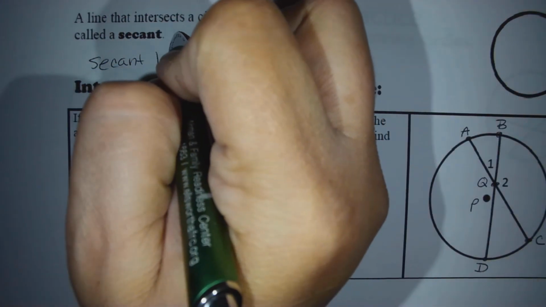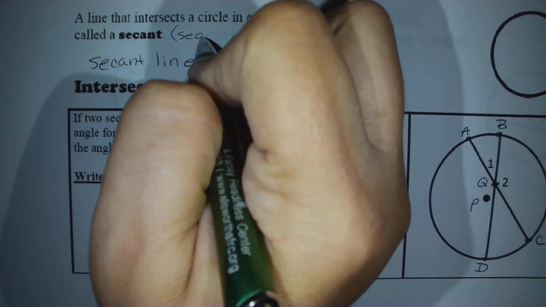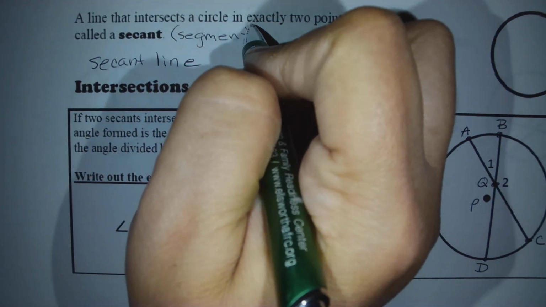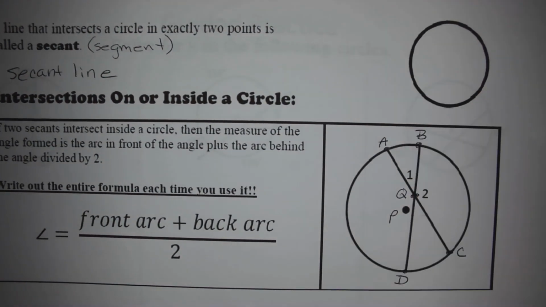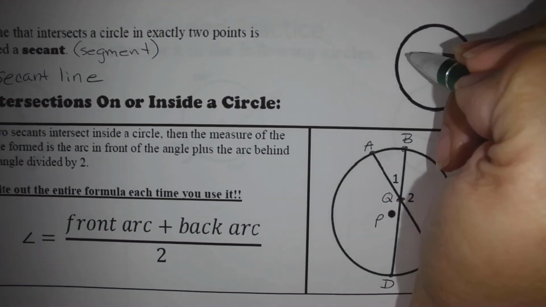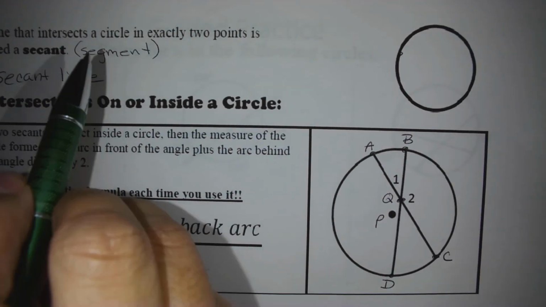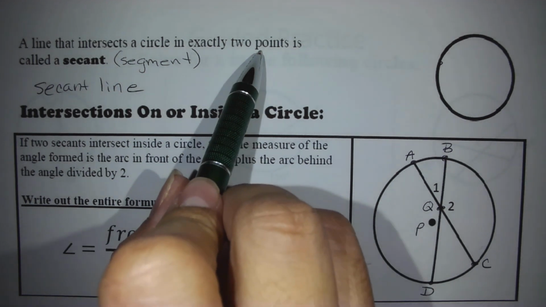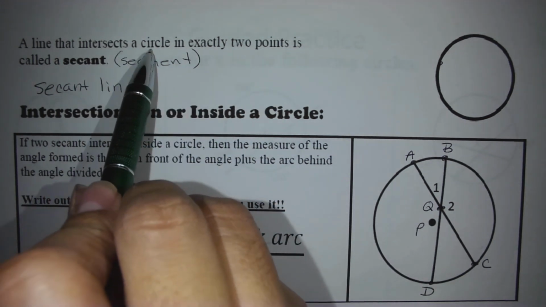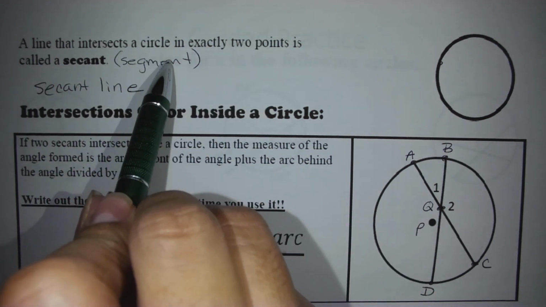This is a line. This would be a segment. So we're getting really specific here. Just a real quick example on a circle, you can have a secant anywhere. And remember, it has to have exactly 2 points. So it intersects a circle in exactly 2 points. And this is a line segment.